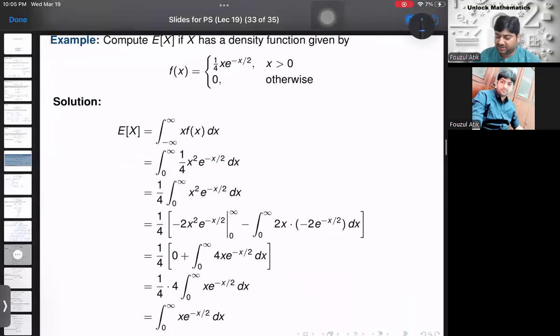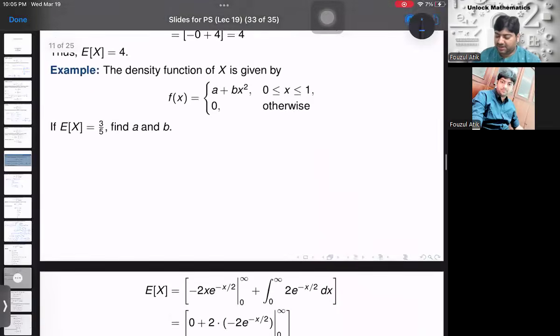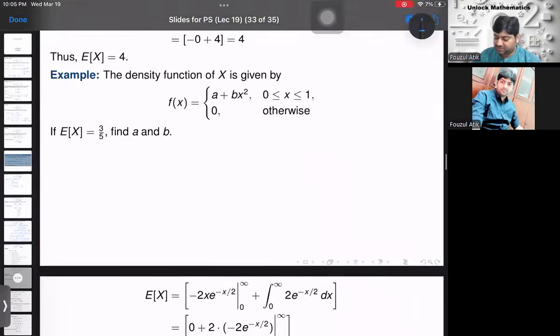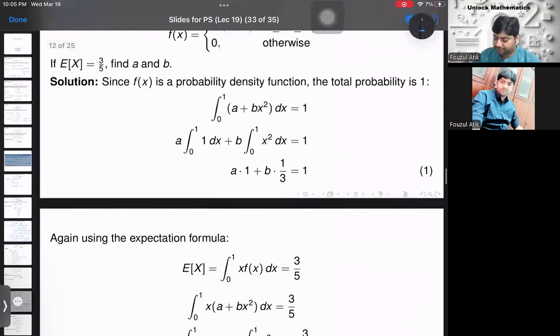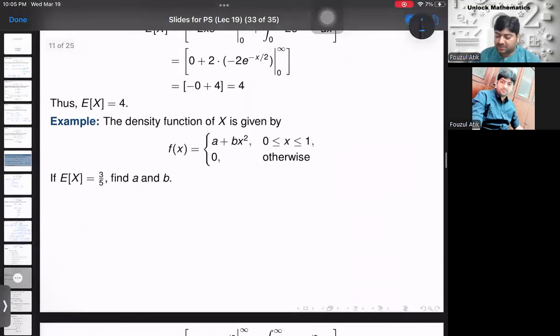Yeah, this one we already did. So the solution was 4. Now we have one more example, which is this one. So look at this example. The density function of x is given by f(x) equal to a plus b x square. The probability density function is given and its expectation is also given: expectation of x is 3 by 5. You have to find the values a and b.